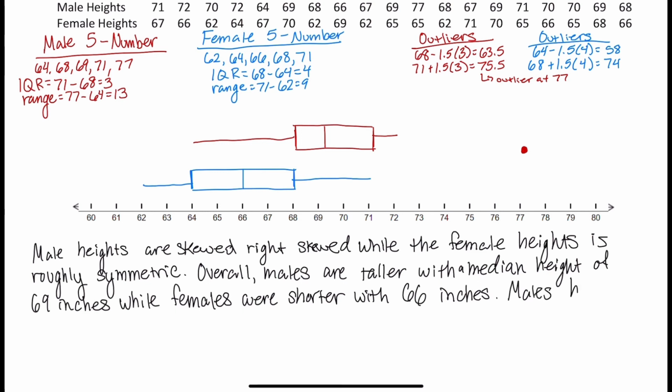And we've talked about center. The males had one outlier at 77 inches. The females had none.